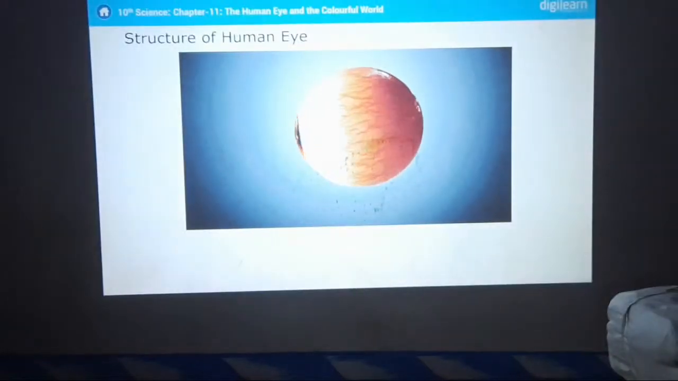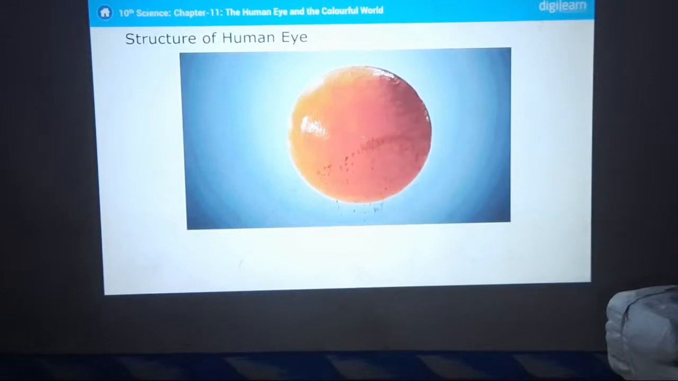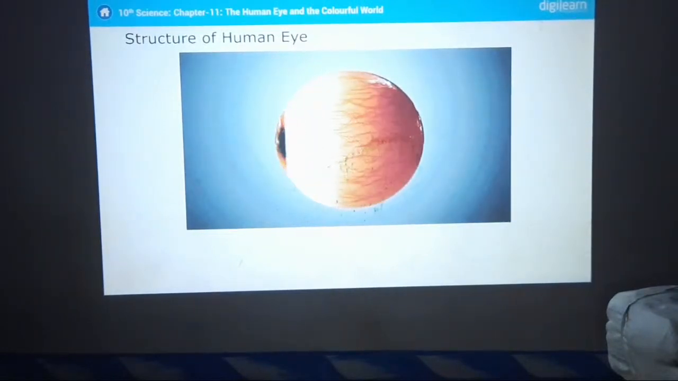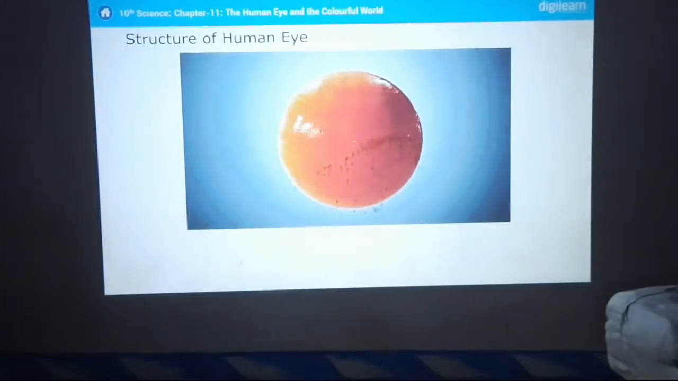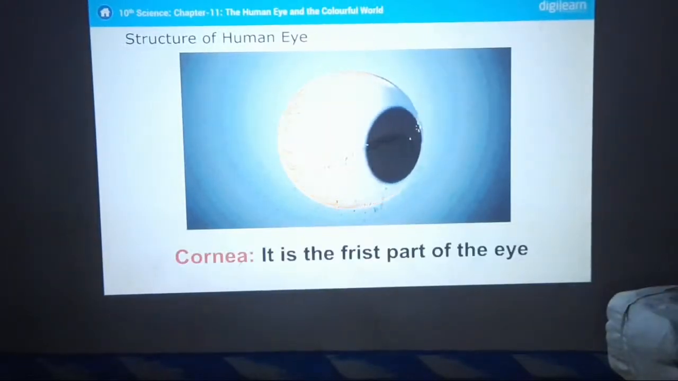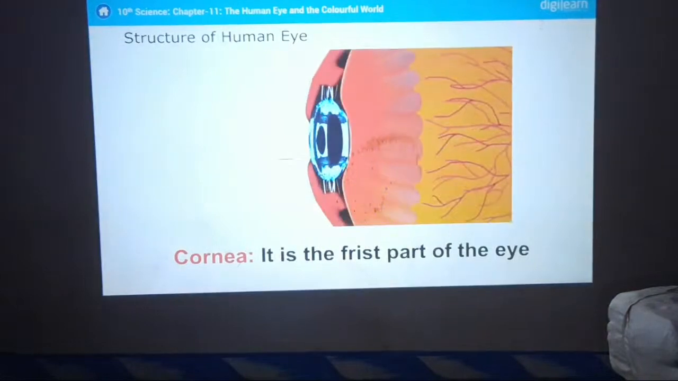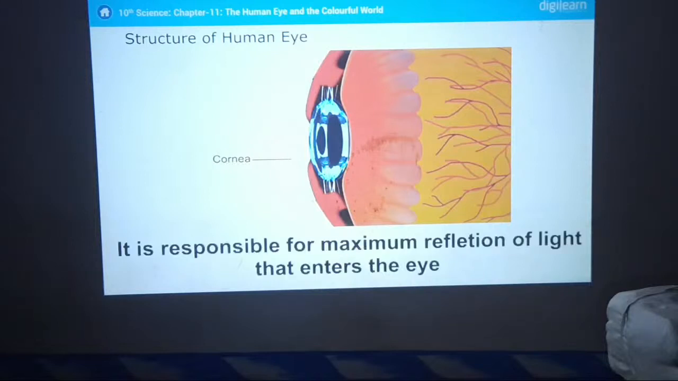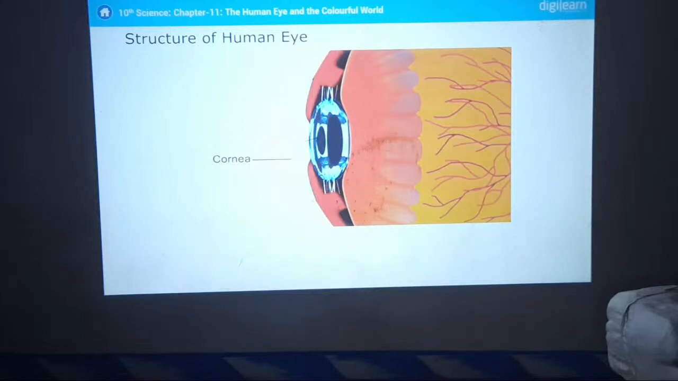Structure of human eye. The human eye is a spherical structure which fits in the eye socket in the skull bone. There are the following main parts in the human eye. 1. Cornea. It is the first part of the eye. It is the transparent window that bulges outwards. It is responsible for maximum refraction of light that enters the eye.